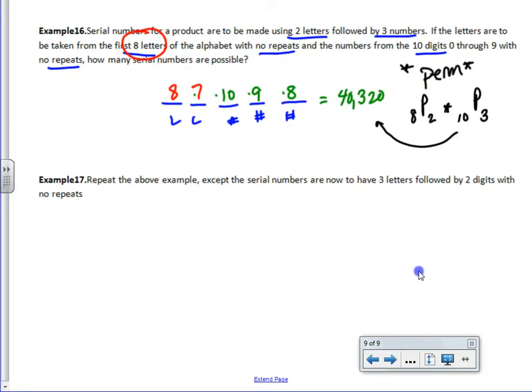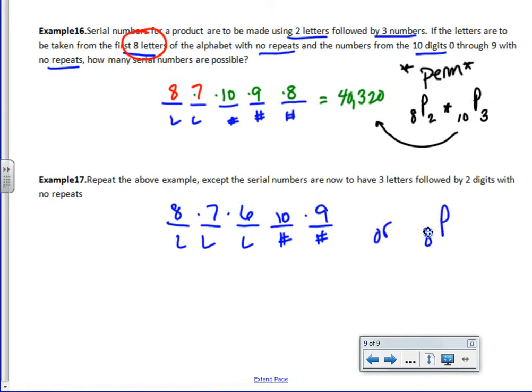Repeat the above example, except the serial numbers are now to have 3 letters followed by 2 digits. So again, you are welcome to just draw it out as blanks: letter, letter, letter, digit, digit. So for letters, that would be 8 times 7 times 6, and then 10 times 9 for the digits. Or you could have done 8 permutations of 3 times 10 permutations of 2. Either way, you get 30,240.